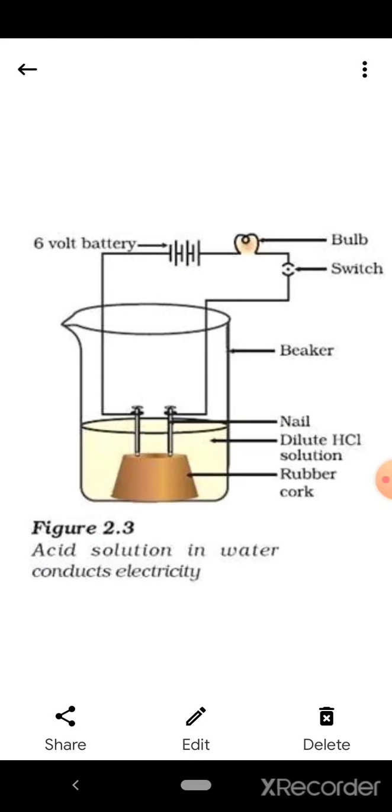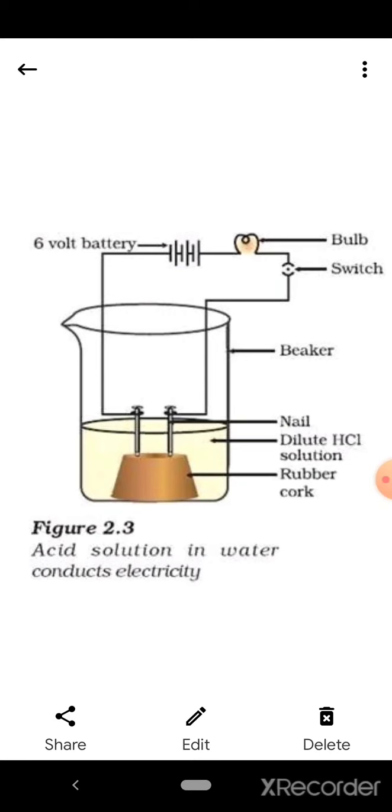For this we will have to do a small activity. In this activity, we have to take solutions of glucose, alcohol, hydrochloric acid, sulfuric acid, etc. Now fix 2 nails on a cork and place the cork in a 100 ml beaker. See, you can see the setup on your screen.